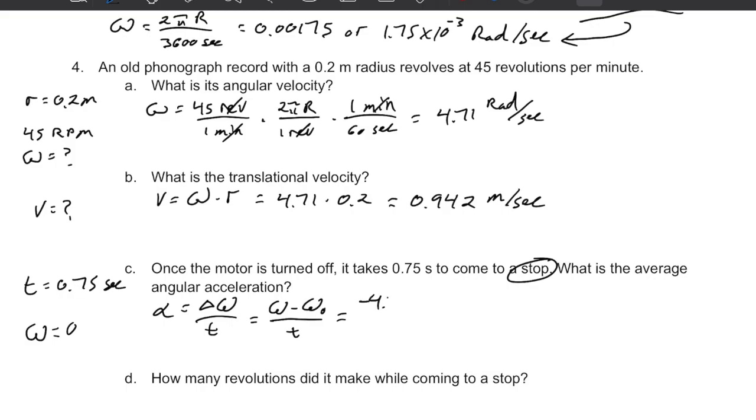So final minus initial. I'm sorry, the final is 0 minus initial, which was 4.71, will give us negative 4.71 divided by 0.75. That should give us something around negative 6.28, yep, radians per second squared.